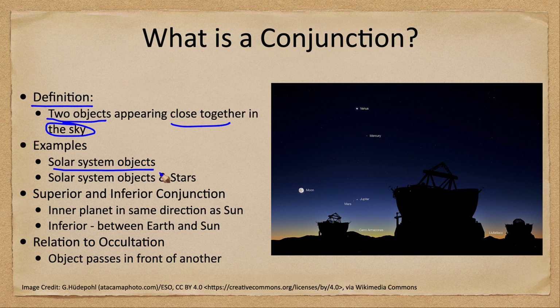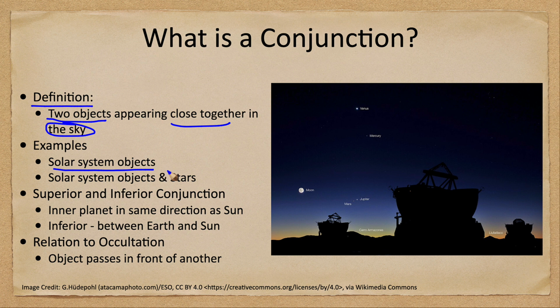So here we see several solar system objects in the sky. We see Mercury and Venus up toward the top of the image, our moon to the left, and down toward the bottom we see two objects relatively close together, in fact separated by less than the diameter of the full moon. And those are the planets Mars and Jupiter. So this would be a conjunction of Mars and Jupiter as they pass close together in the sky. So that is one way we can see a conjunction.